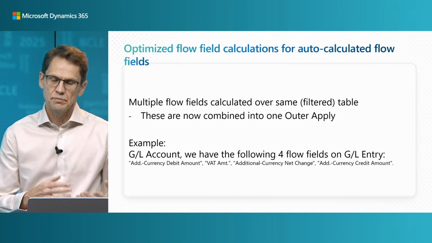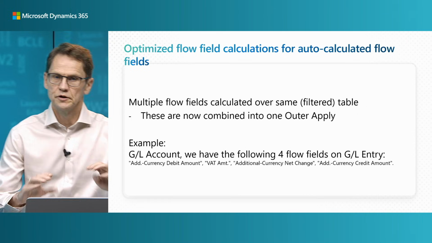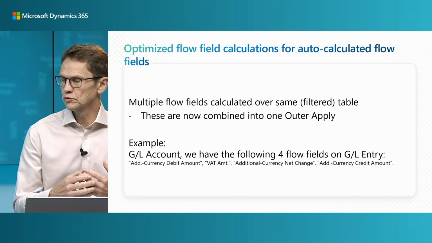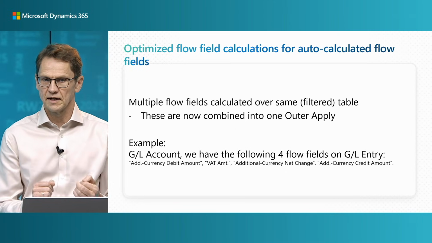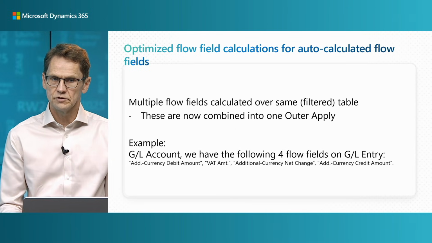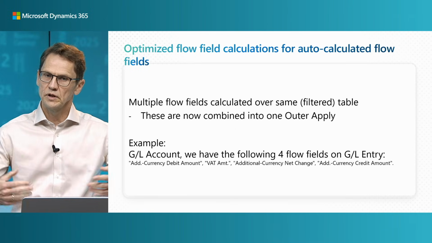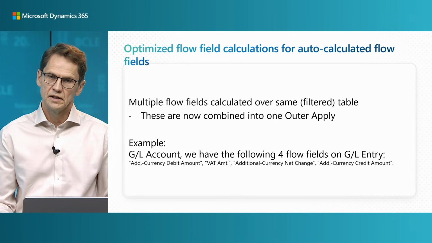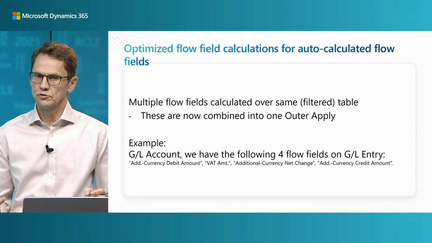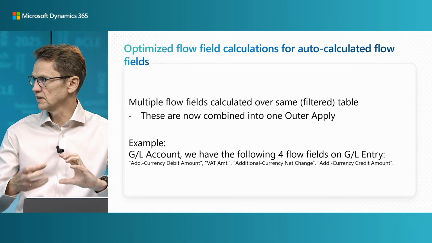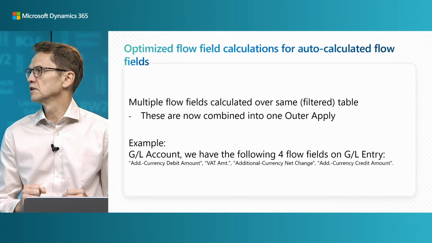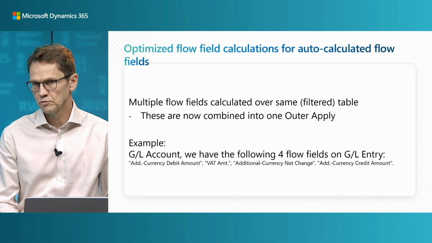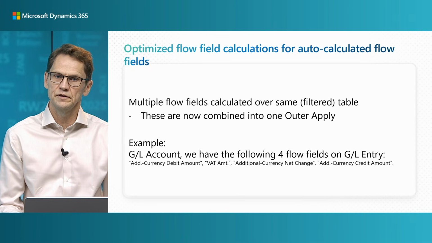So this is an example of some of the things we're working on under the hood to make the service faster. Now, for a number of tables, they actually do sums over other tables. For instance, GL account has 4 flow fields on GL entry. They are listed there. And when we read those when doing AutoCalc fields, we would actually do an outer apply for each. Now we've improved the logic so that they can use just one outer apply, and then it's just the actual sum statement that is different for these, which gives a significant performance improvement if you're showing a lot of calculated fields in a list page.